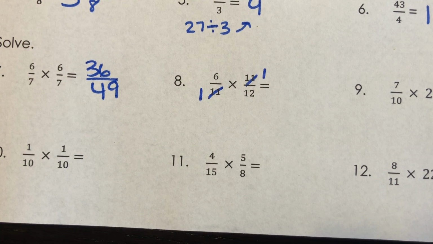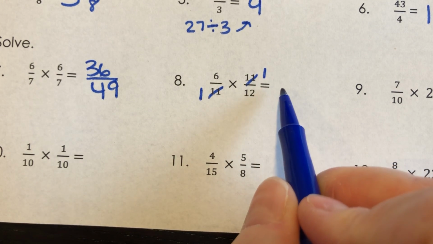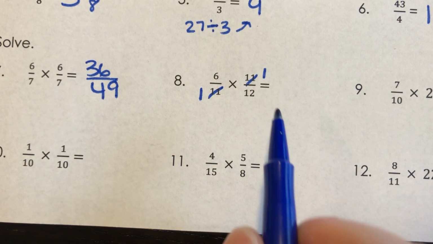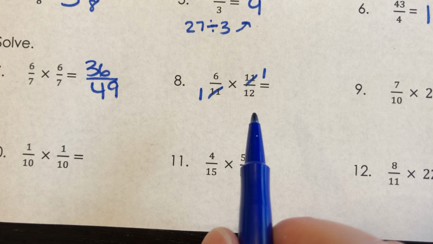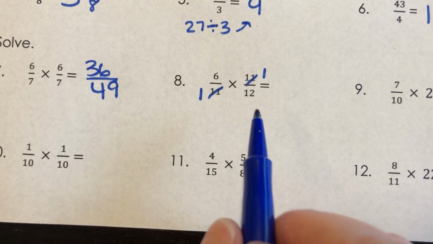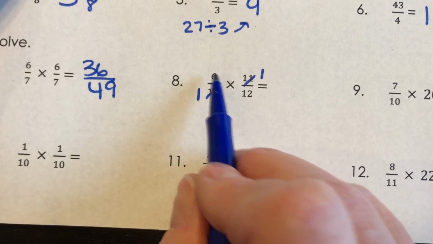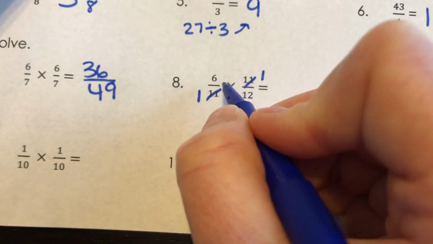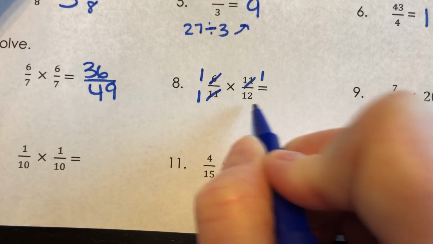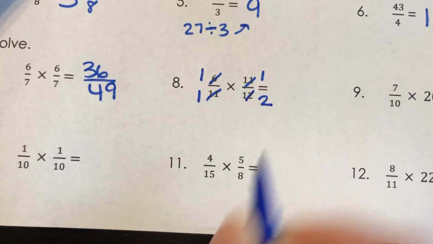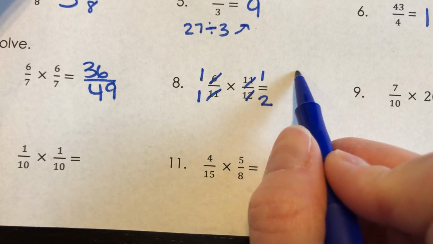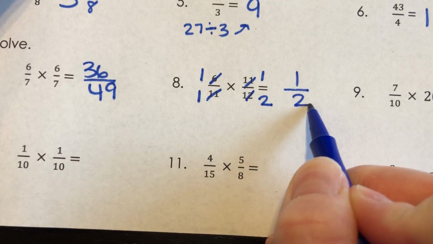Now maybe you didn't notice the 6 and the 12 could be simplified and you wrote 6/12 here. But remember, 6/12 is equal to 1/2, right? So this final answer should simplify to 1/2. You can get that by dividing 6 and 12 both by 6. 6 divided by 6 is 1. 12 divided by 6 is 2. So 1 times 1 is 1, and 1 times 2 is 2.